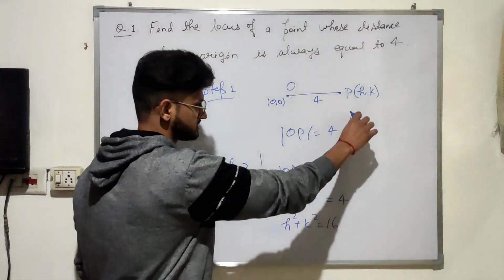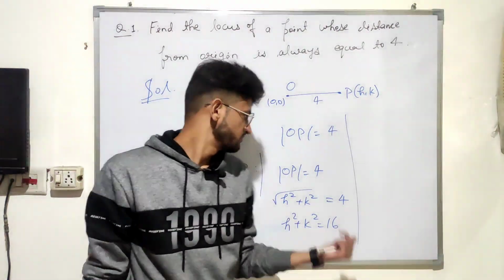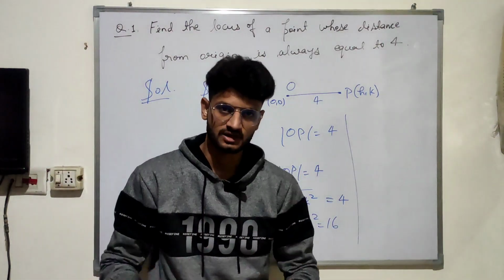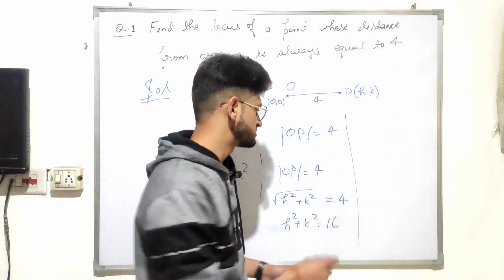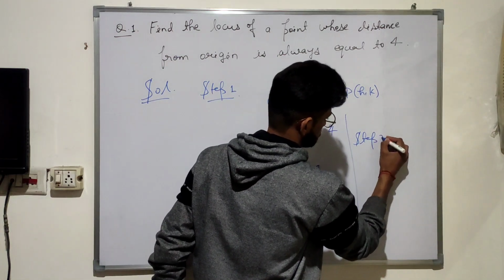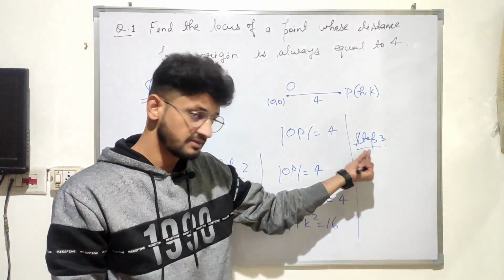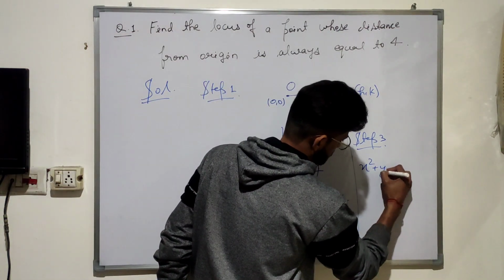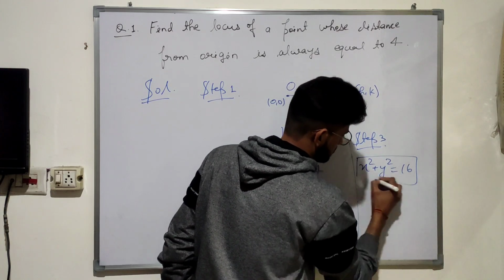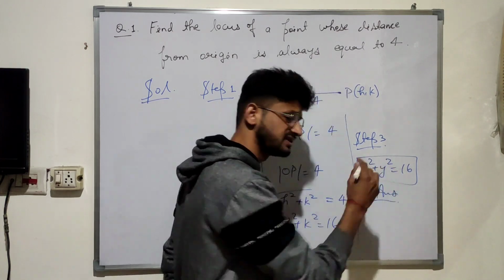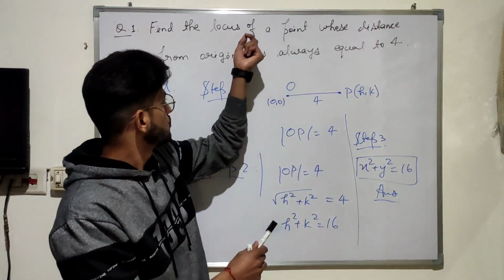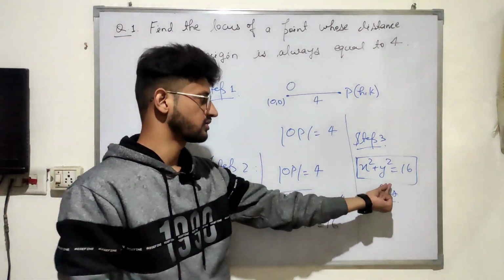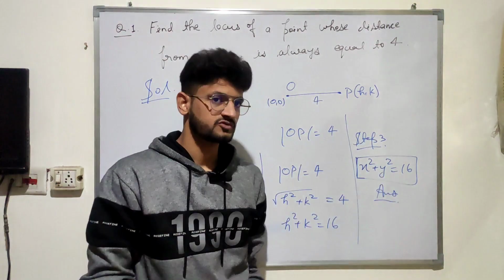This is step number 2, where we applied the logic and solved it, and finally we got the equation h square plus k square is equal to 16. In step number 3 we have discussed that we will replace h comma k with x comma y. So we will just replace h with x and k with y. Here it will be x square plus y square is equal to 16. This is the final equation, the locus which we were required to find. This is the final answer.